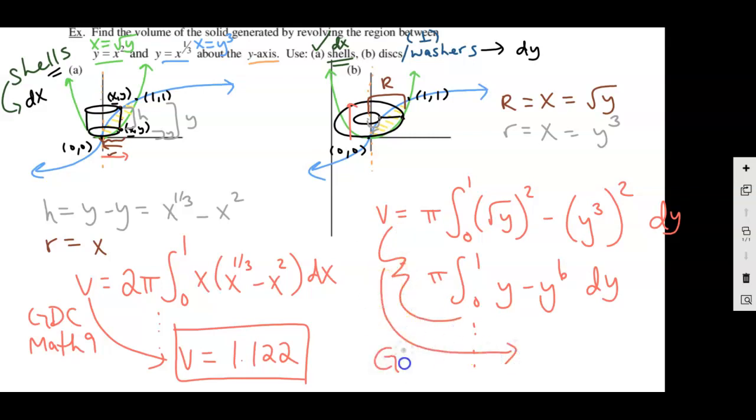Either one of those, we could use the calculator to math 9 it. We could do it by hand and leave it in terms of pi, but we're just going to math 9 it. And guess what? If we math 9 it, guess what answer you're going to get? 1.122.